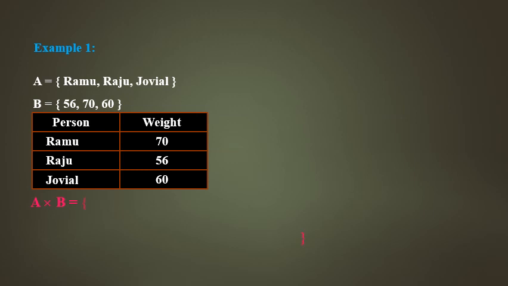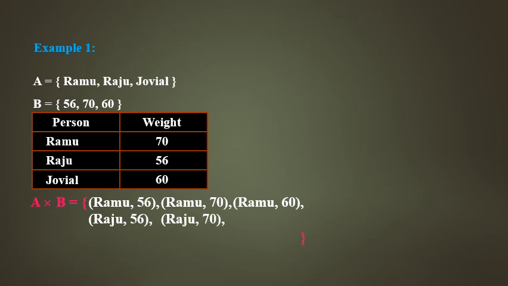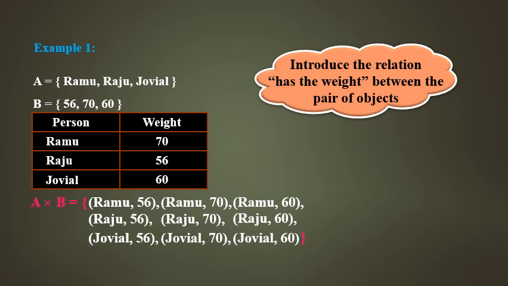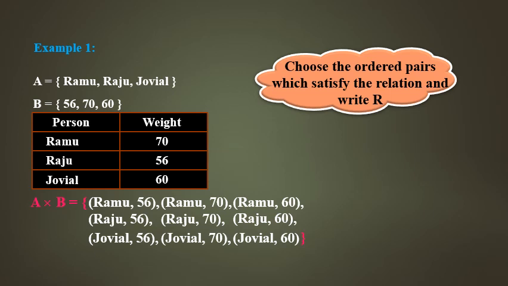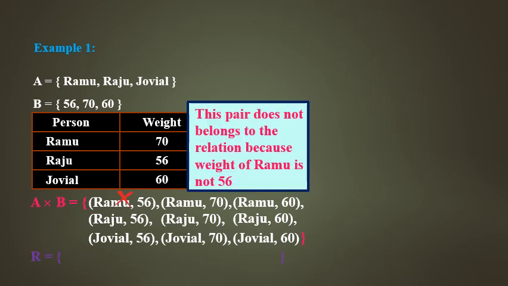A into B. Look at this, A into B we can write as Ramu 56, Raju 56, Joel 60, correct? Then again Raju 70, Raju 60, Joel 56, all the possible pairs we have done here. Now choose an ordered pair which satisfies the relation and write R.